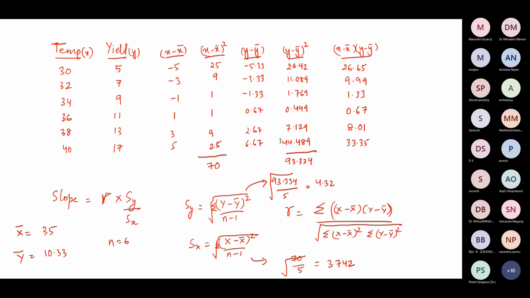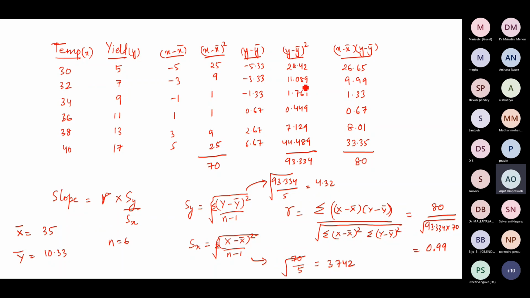Okay, sir. So then again, for calculating R, we need to sum this also. So we'll add all of these values. It will turn out to be 80. Okay. So here for R, this will become 80 divided by the summation of this into the summation of this, which is 93.334 into 70, whole root over. This will turn out to be 0.99.